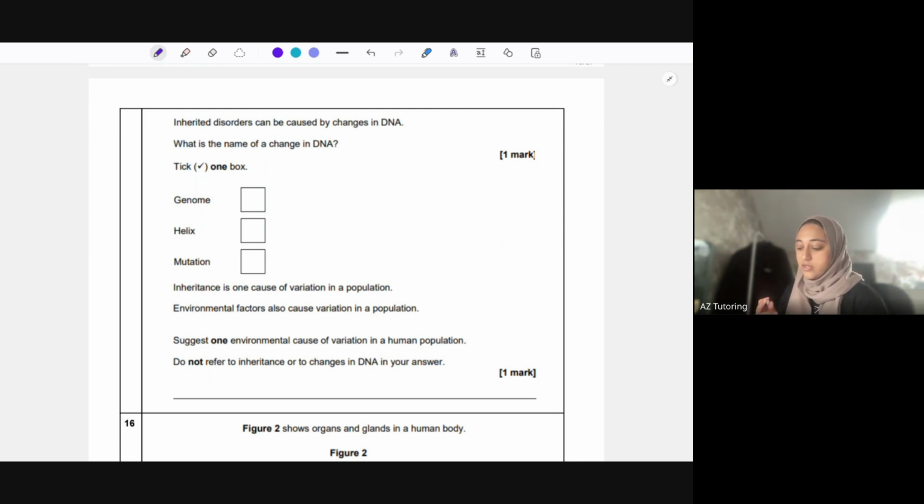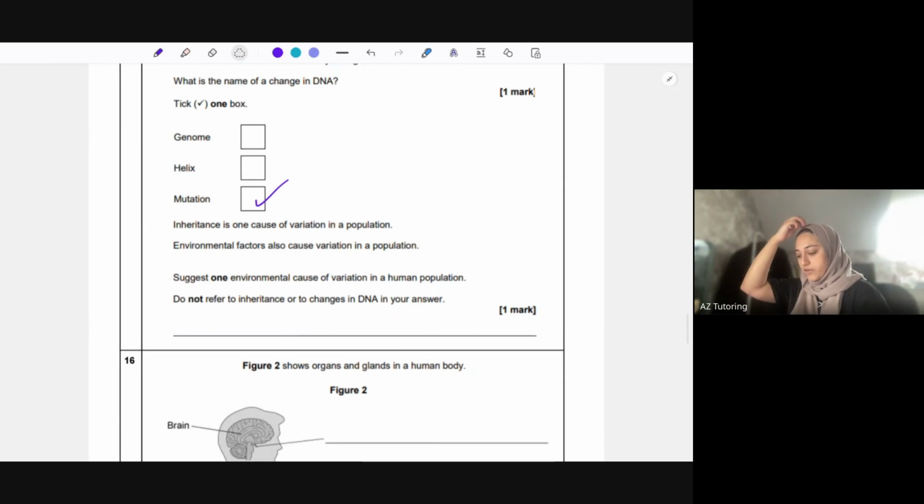Inherited disorders can be caused by changes in the DNA. What is the name of the change in DNA? We kind of spoke about this before with the antibiotic resistant one. So it's a mutation which causes a change in DNA. Genome is what you're made up of. Helix is the double helix structure with DNA. So like so.